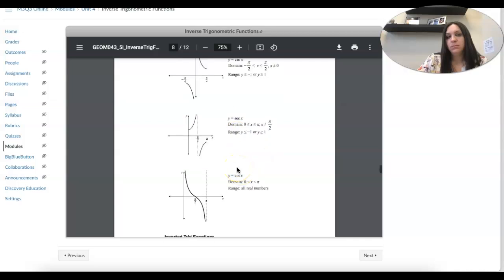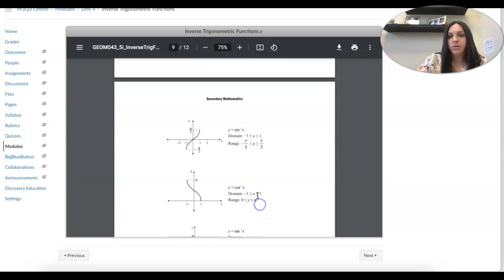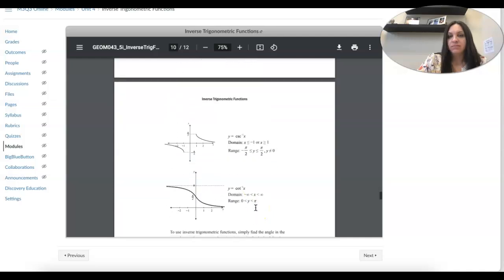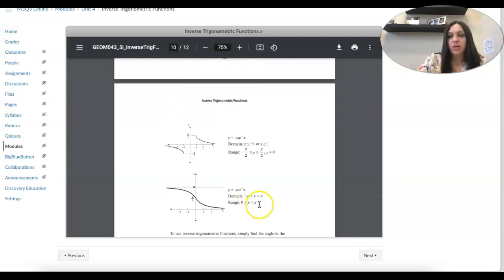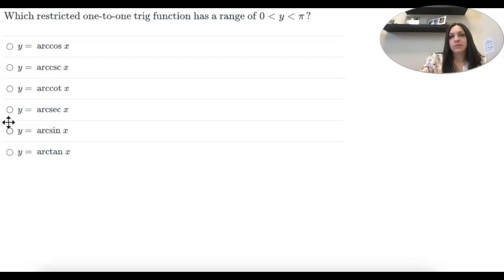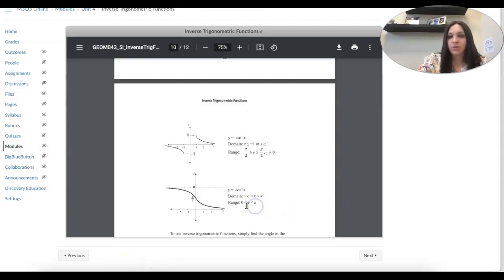Inverse. Aha! 0 to pi. Inverse cosine. Oh, that one's 0 to pi, but it's not included in the cotangent. This one is included. So, inverse cosine. Same thing, this one is asking which one has 0 to pi not included. That's the one we just looked at, right? So no lines under the inequalities is the cotangent.